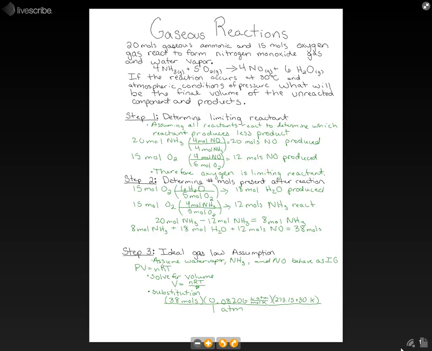And that is going to give us an answer of 945.3 liters. So we should probably have a pretty big container to put this all in. So that is how you can go through a gaseous reaction problem to end with solving for the volume of the product.